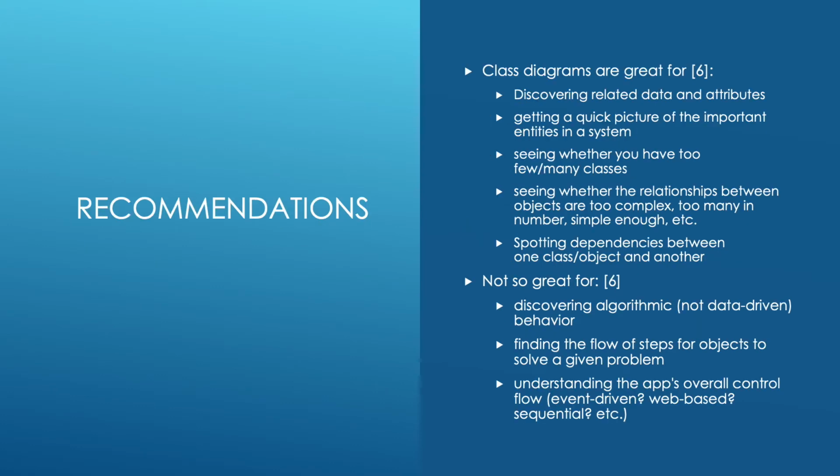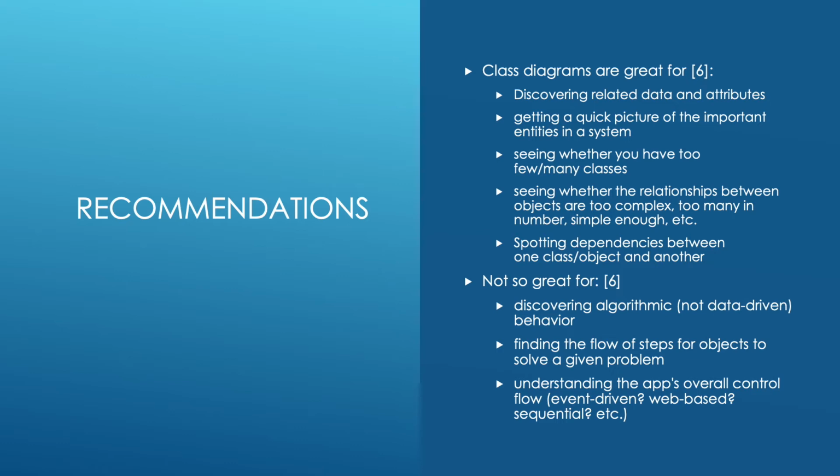And then for our recommendations, these class diagrams are great for discovering related data and attributes. It's good at getting a quick picture of the important entities in a system, seeing whether you have too few or too many classes, seeing whether the relationships between the objects are too complex, too many in number, or simple enough, and spotting dependencies between one class and object over another.